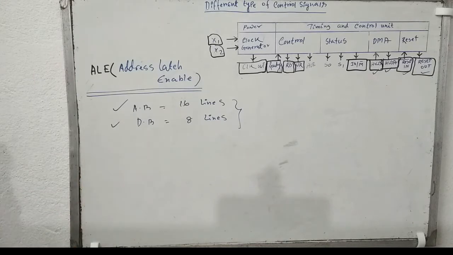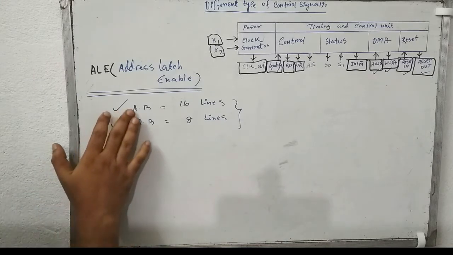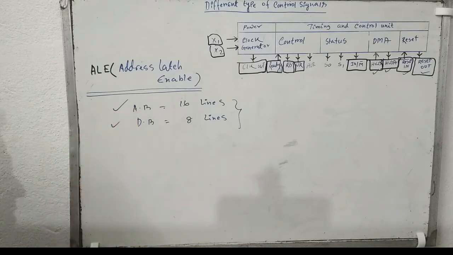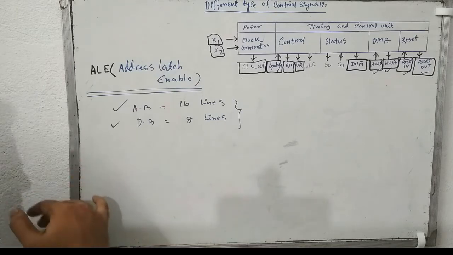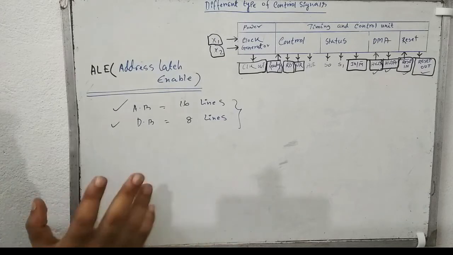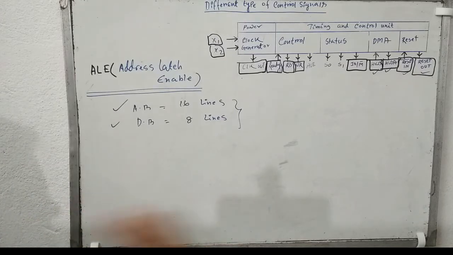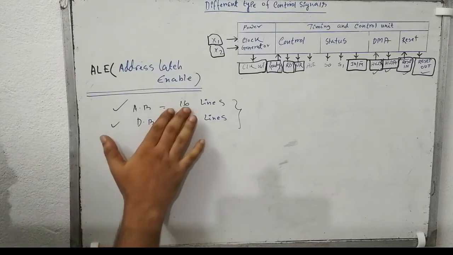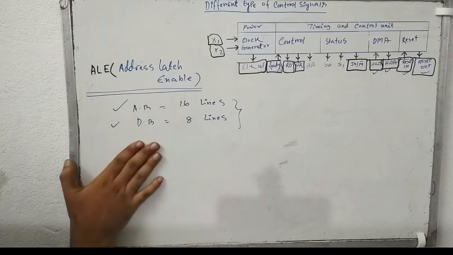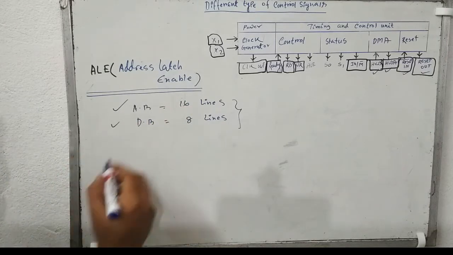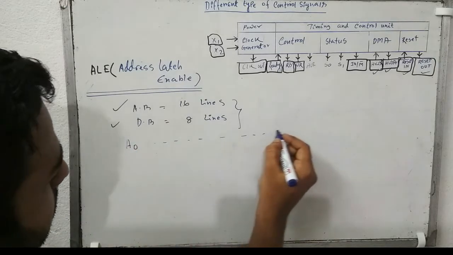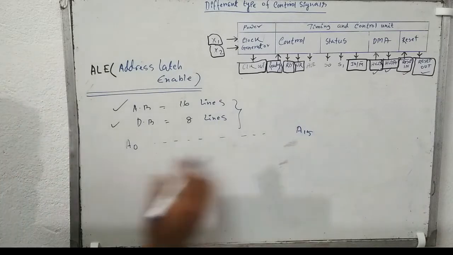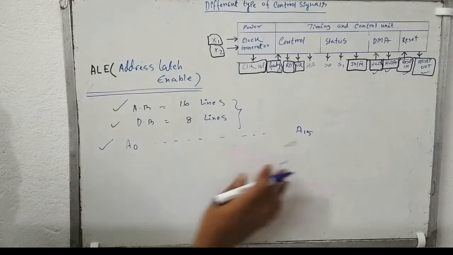So if we want to send some data from the microprocessor to the memory or vice versa, then in the chip we have seen that there are 16 address lines available. How do we use those address lines as data lines? How do we manage those 16 address lines into the data line? So let's write here the address lines that we have seen, A0 to A15. Now divide these address lines into two parts.